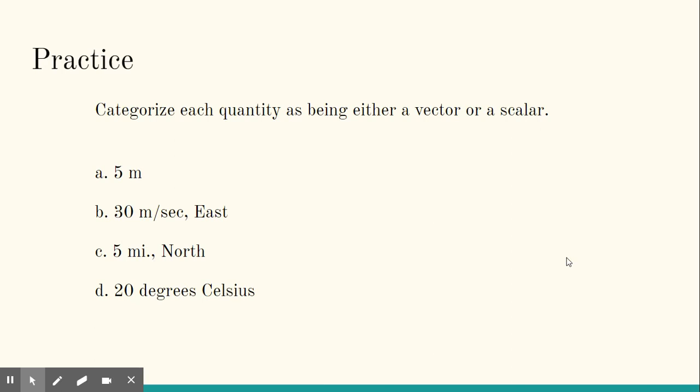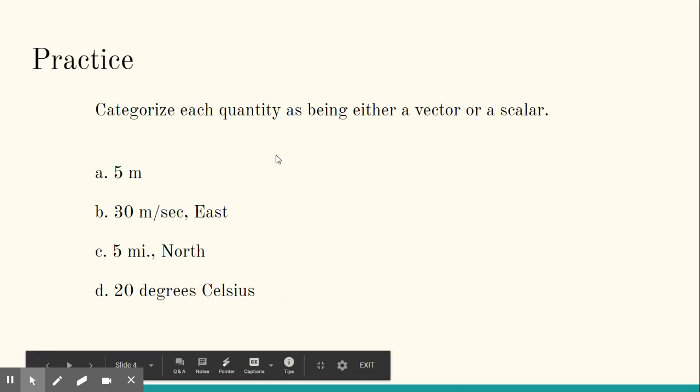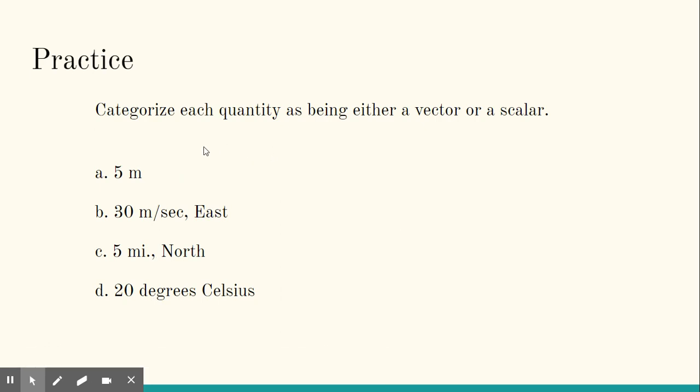Even though these all have units, some of them are going to be scalars. A does not have a direction, so it is a scalar. It's just a magnitude. B has a direction, 30 meters per second east, so it's going to be a vector. C, 5 miles north, is also going to be a vector. And then D, 20 degrees Celsius, well, that's not 20 degrees Celsius up or down. That is also a scalar, the trickiest one of the bunch.